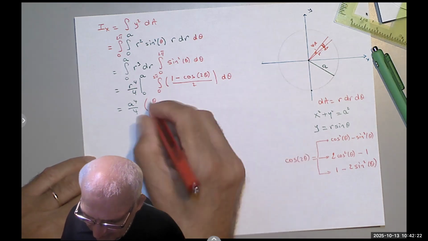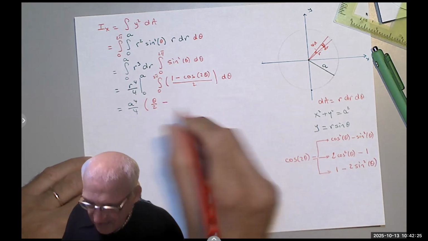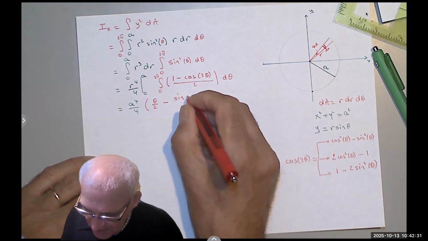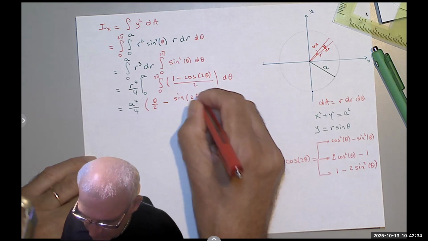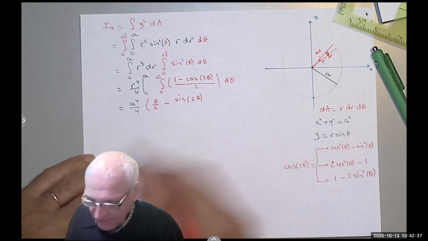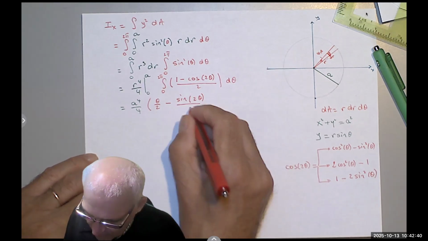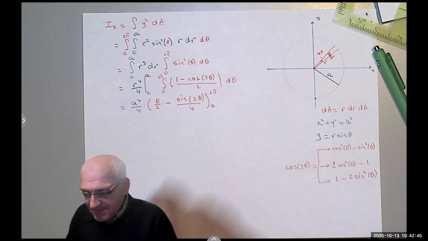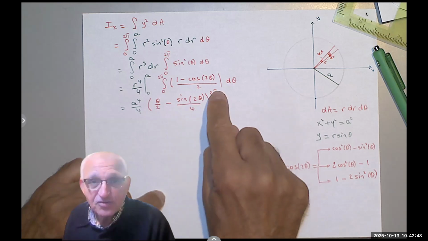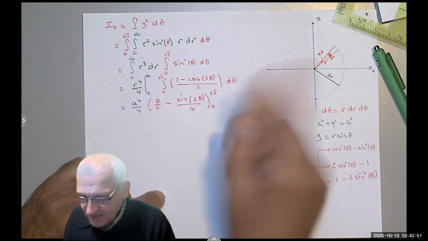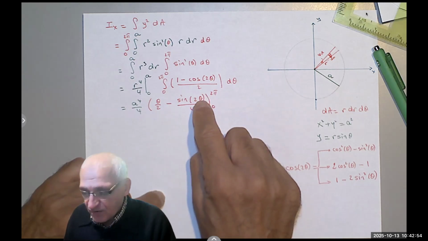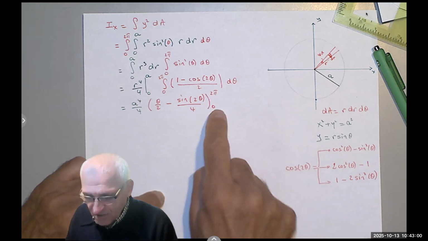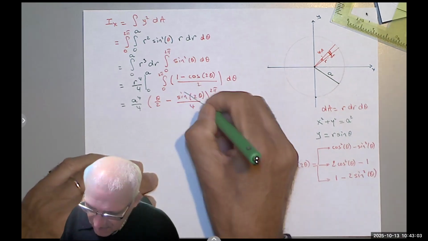1/2 is a constant, so 1/2 theta minus the integral of cosine, which is sine. I'm sorry, cosine of 2 theta would become sine of 2 theta divided by 2. But there is another 2 here, so it would be over 4, evaluated from 0 to 2 pi. The nice thing is that when you substitute theta equals 2 pi, you will get sine 4 pi. Sine 4 pi is the same as sine 0, right? Which is 0. So this thing goes away.